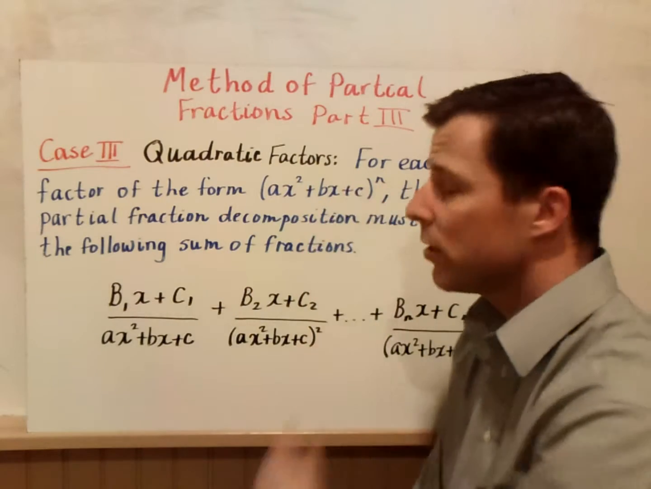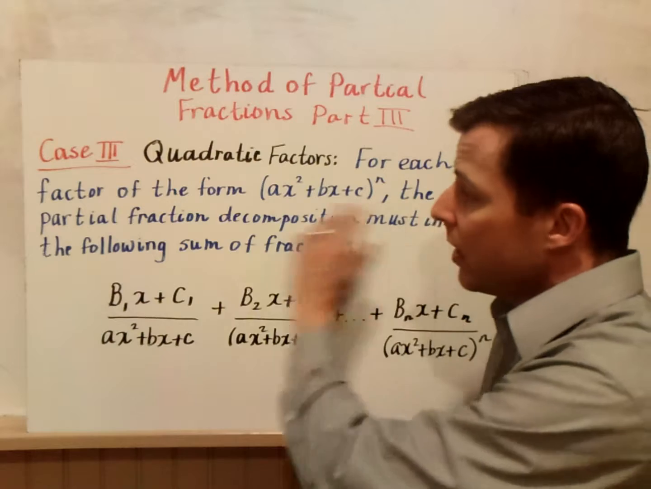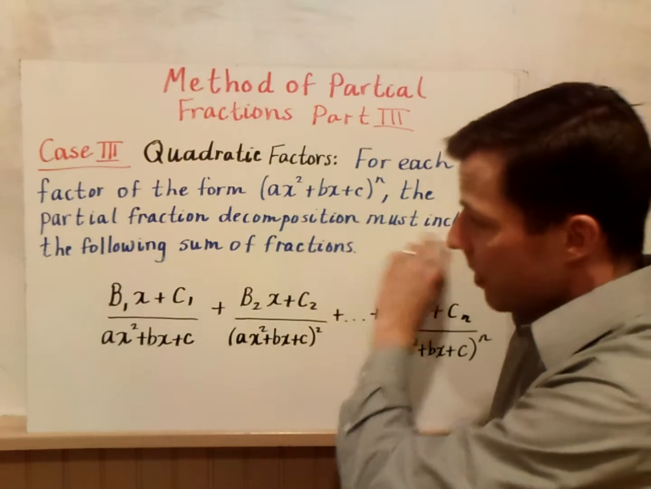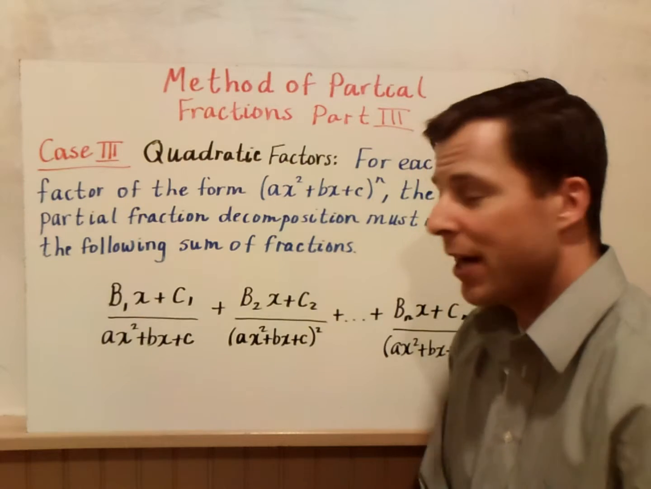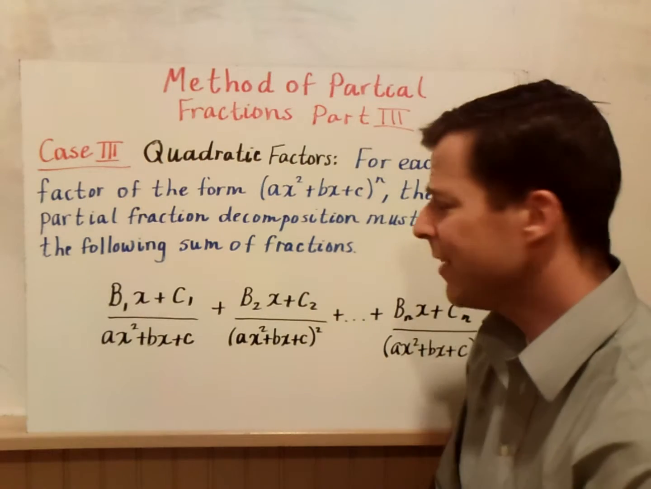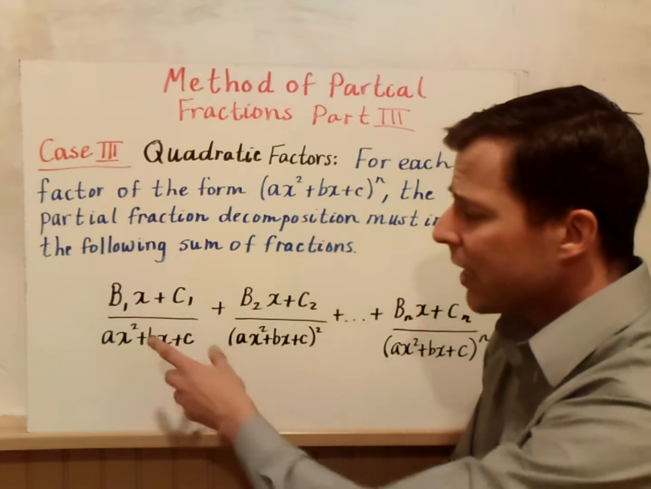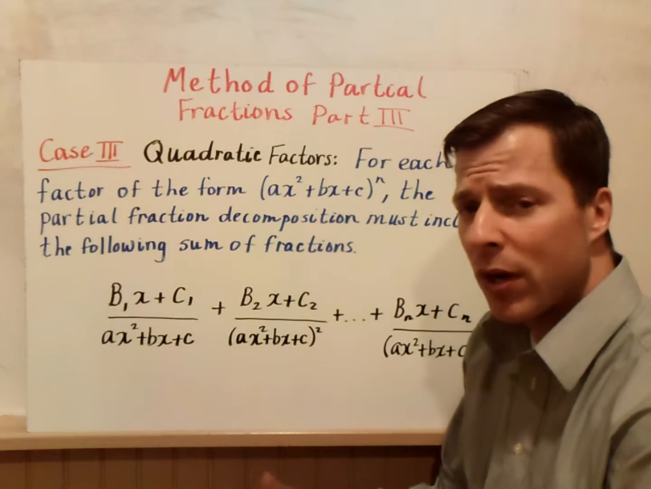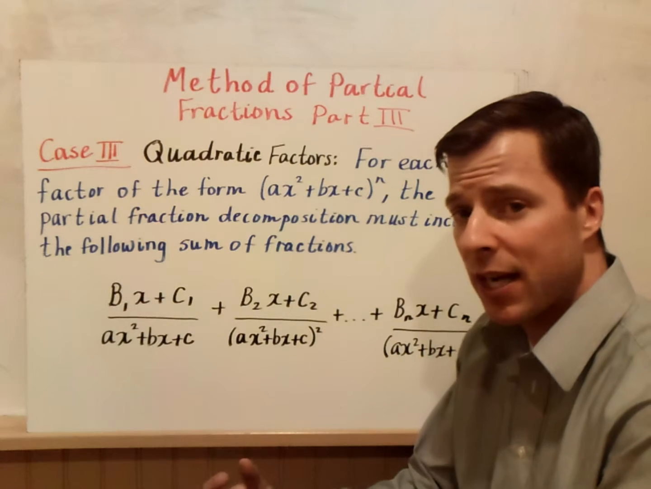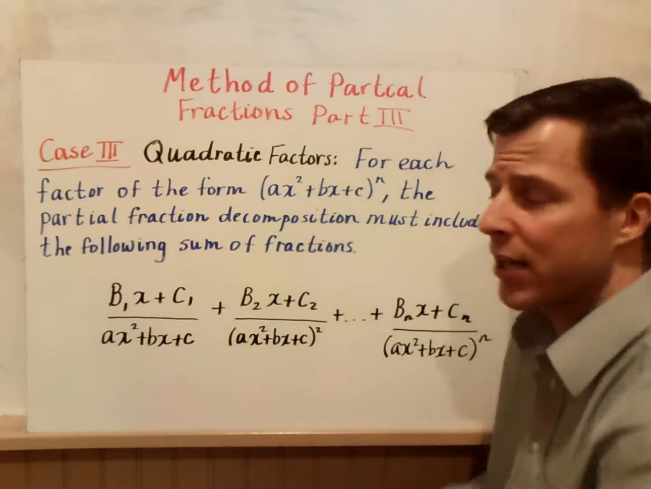In case 3 we're going to be looking at quadratic factors. For each factor of this form, the partial fraction decomposition must include the following sum of fractions. I look at that and I just kind of smile, and you might think, what does that even mean? Like this fraction, this fraction, this fraction. Well, I can spout all this off to you and you can say, well, great, what does that mean? Why don't we look at an example so we can see something concrete of what the following sum of partial fractions looks like.